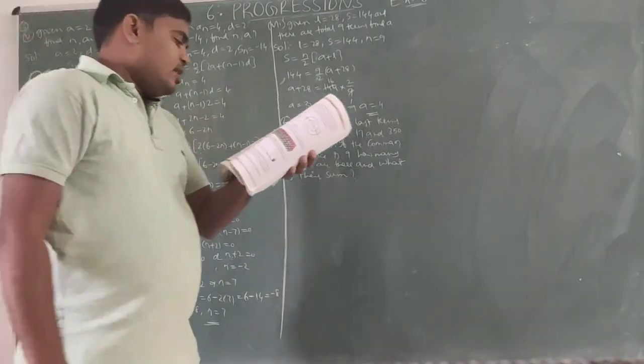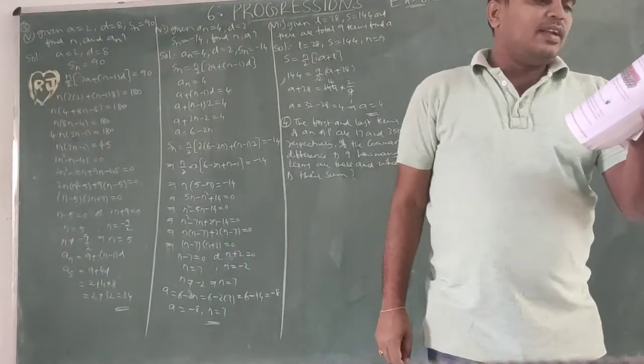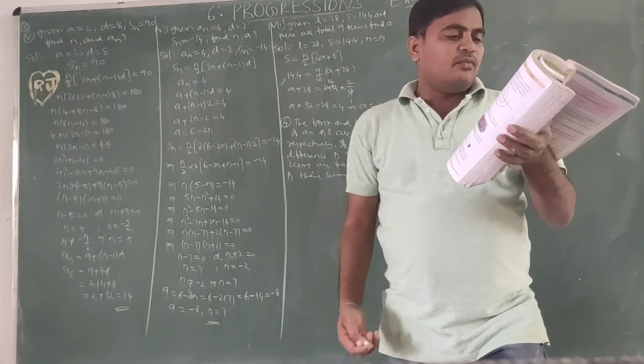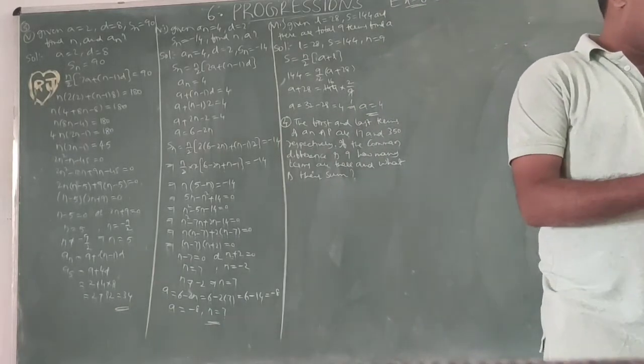Okay, the first and last terms of the AP: 17 is the first term, 350 is the last term, and the common difference d is equal to 9. We need to find the number of terms and the sum.